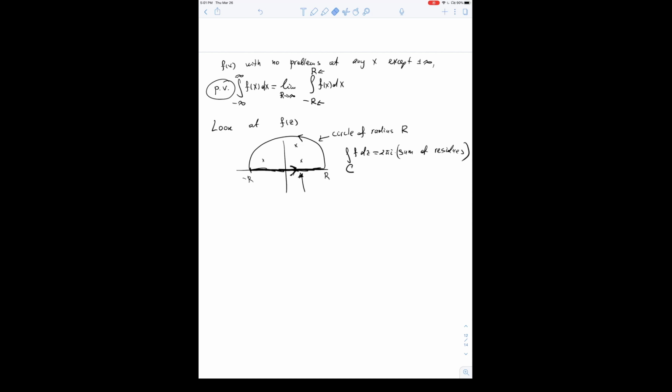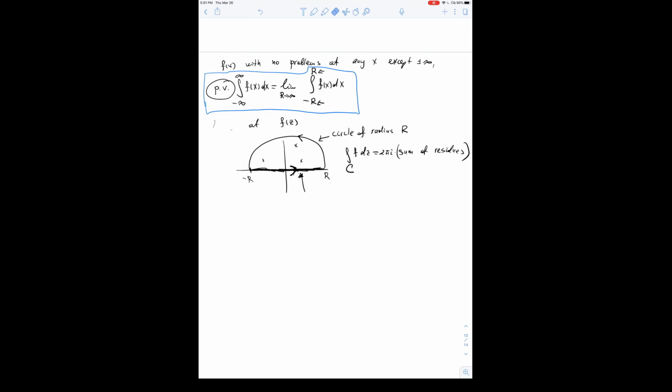And sorry, I want to turn a timer on. Great. So, okay, so I want to remind you this definition that the principal value of the integral, so here it is by definition equal to this limit.